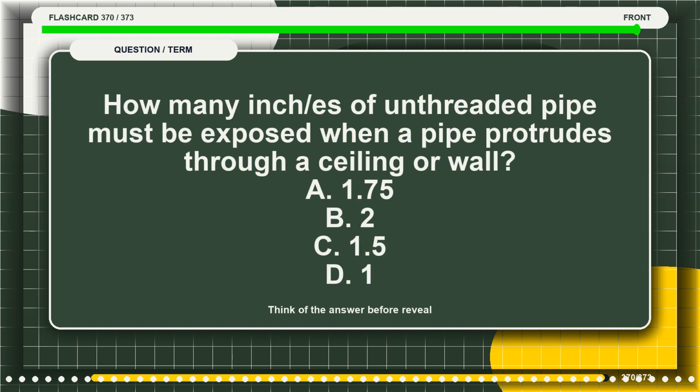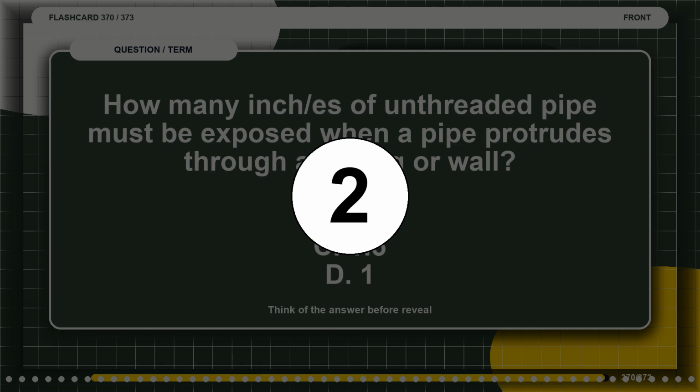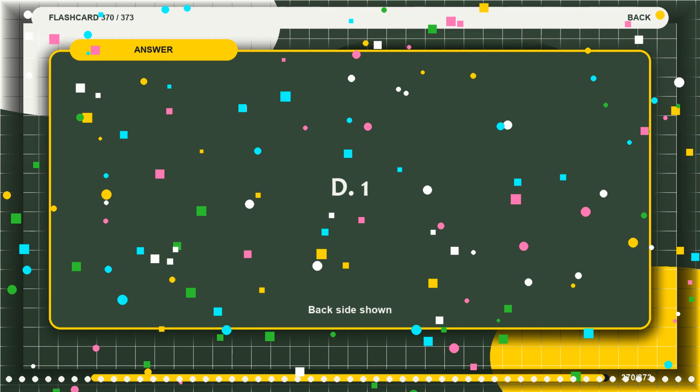Flashcard 370. How many inches of unthreaded pipe must be exposed when a pipe protrudes through a ceiling or wall? A. 1.75 B. 2 C. 1.5 D. 1. Think of the answer before the reveal. The answer is D. 1.